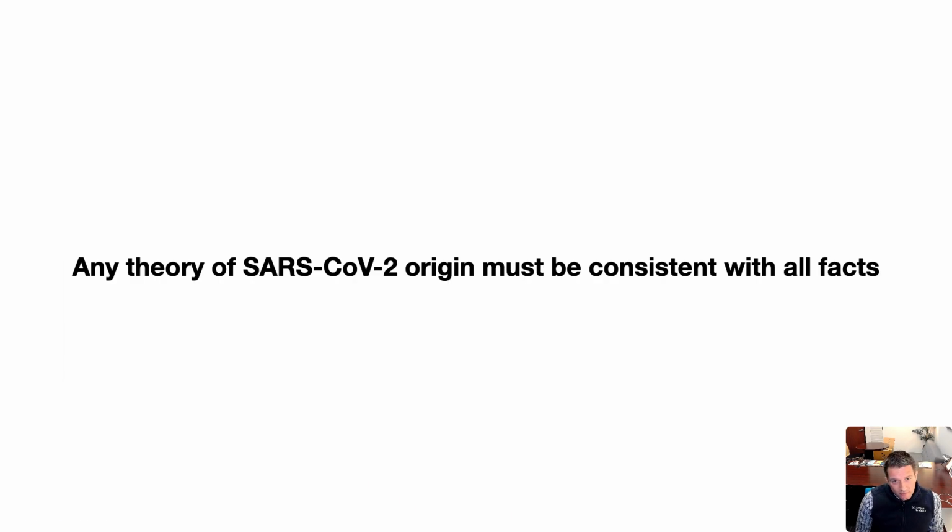Now, one important thing to keep in mind when we're just talking about the different theories that can explain this is that it's very important to remember that any theory about the origin of this virus must really be consistent with all facts. You can't just take facts you do like and facts you don't like and pick and choose like that. Whatever theory you have has to be consistent with all of these.